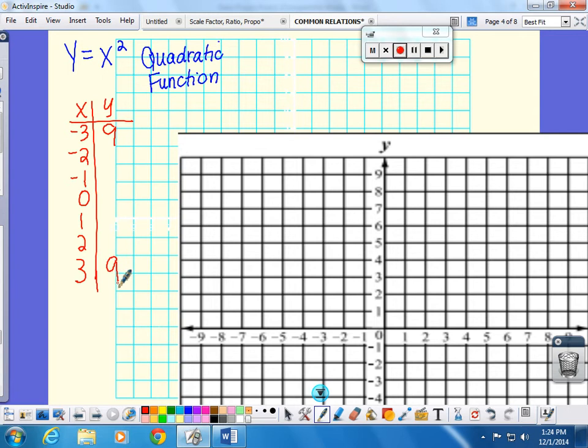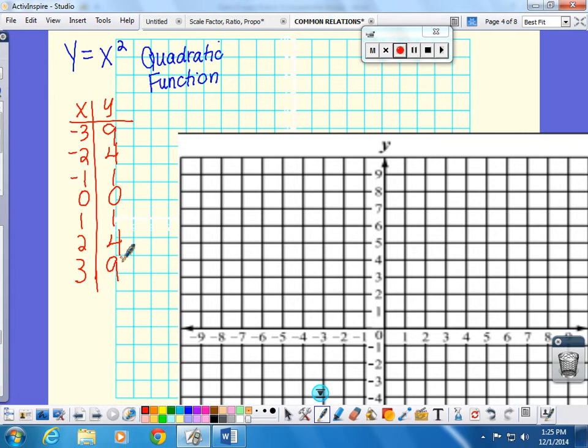Also 9. Is there any number I can multiply by itself to give me a negative? No. That's why I only needed the first couple of quadrants where y is positive, because everything I squared is going to be positive. So negative 2 times negative 2 is 4. Negative 1 squared is 1. 0 squared is 0. 1 squared is 1. 2 squared is 4. So I filled out my table.